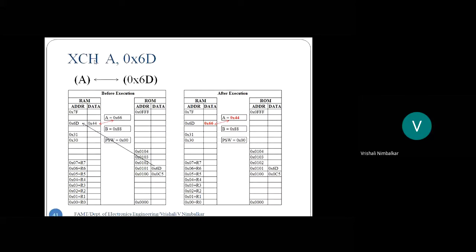Okay, it is a 2-byte instruction, right? There is one number here, meaning a 2-byte instruction. So look into the before execution column, and it is internal RAM, right? Exchange is an internal RAM data transfer instruction. I have written the instruction at the 100 and 101 memory locations. The instruction is C5 hex as the opcode and 6D as the direct address. So that instruction is a byte exchange between accumulator and 6D hex.